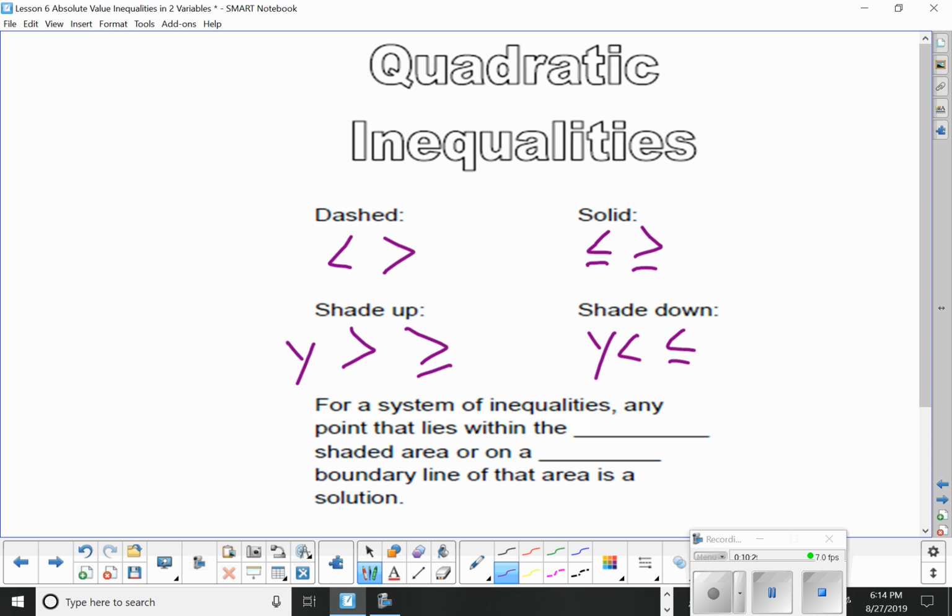For a system of inequalities, any point that lies within the shaded area or on a solid boundary line of that area is the solution. Oops, sorry, this should be overlapping because this is a system. The overlapping shaded area or on a solid boundary line of that area is a solution.